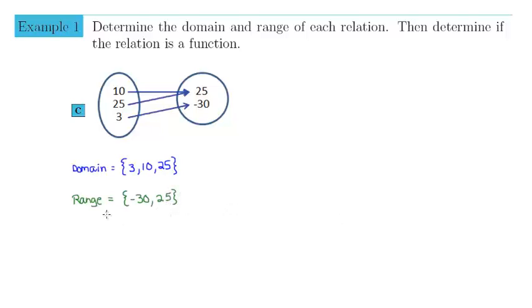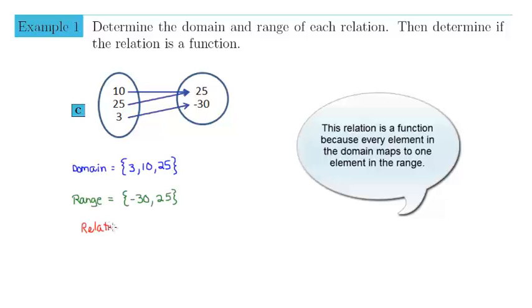Now the question, does this relation describe a function? Is this relation a function? Well, take a look at each element in the domain. Does it go to more than one element in the range? No, 10 only maps to 25. 25 only maps to 25. 3 only maps to -30. That means that this relation is in fact a function. The relation is a function because every element in the domain is mapping to at most one element in the range.